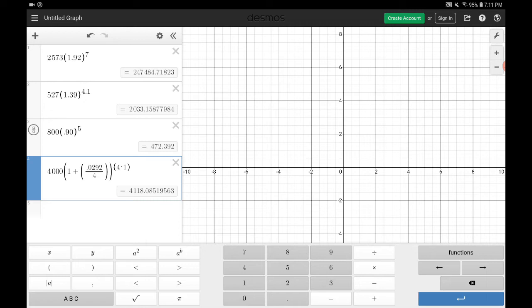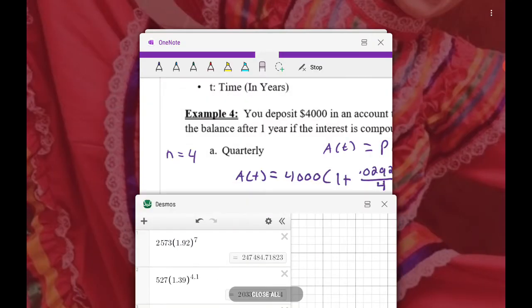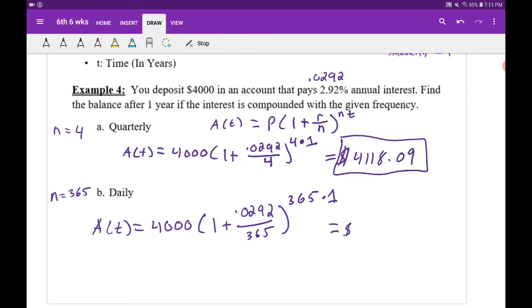Basically, instead of typing everything back in, I can just change where the 4 is. Delete the 4, put 365, and all I'm doing is changing the compound part. So it's kind of a shortcut. Then we get $4,118 still, but this time with 52 cents, again rounded to the penny. So $4,118.52. A little bit different, but not much.